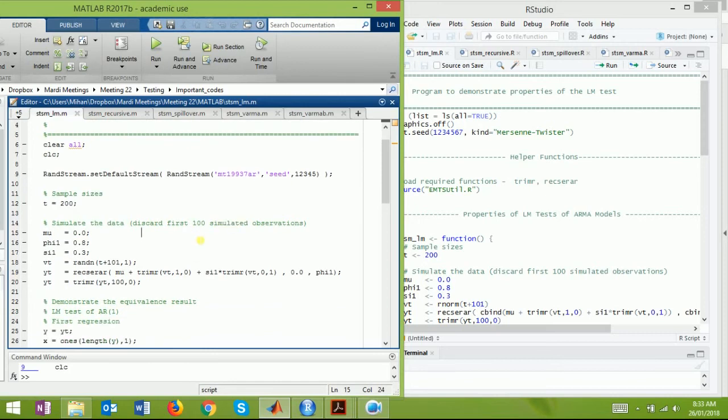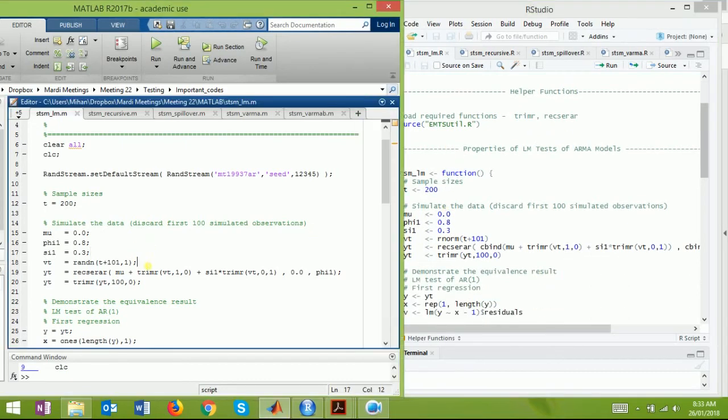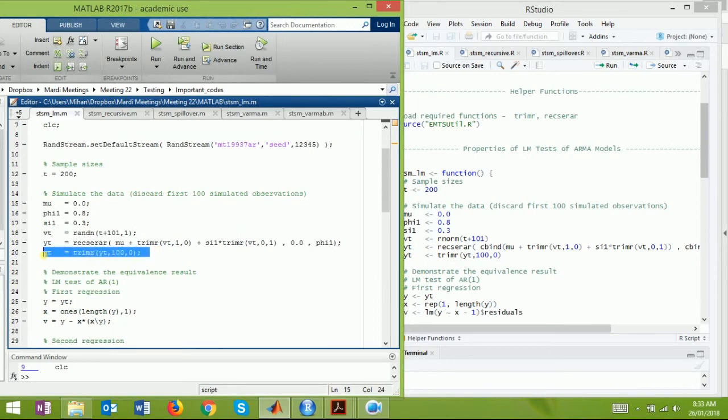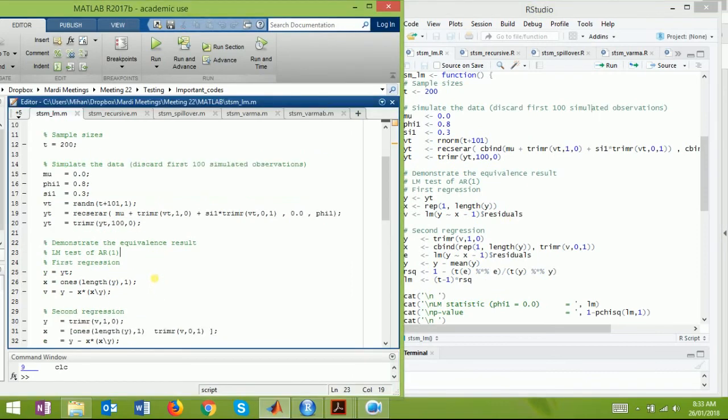We don't have any local function. So again, just like before, we start with seeding because we need some simulation. Then we estimate residual. We do ARMA simulation, and with it we find y. The first 100 observations are discarded, just like before. Nothing else. Then we want to do the LM test, to show the equivalence result.